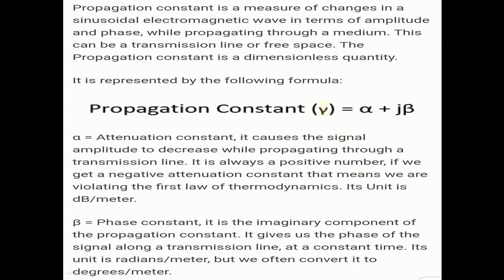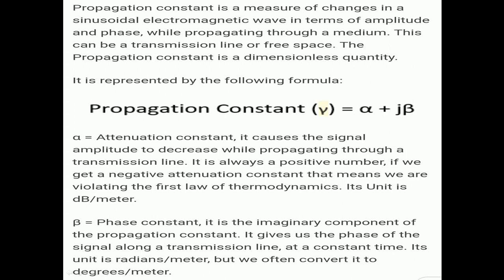And then the other secondary constant is the propagation constant, which measures the changes in the sinusoidal electromagnetic wave in terms of both amplitude and phase when it is crossing through the medium. This can be either a transmission line or a free space transmission, and the propagation constant, as we know, is dimensionless. So we denote it by gamma, which is equal to alpha plus j beta, where alpha is the attenuation constant and beta is the phase constant.